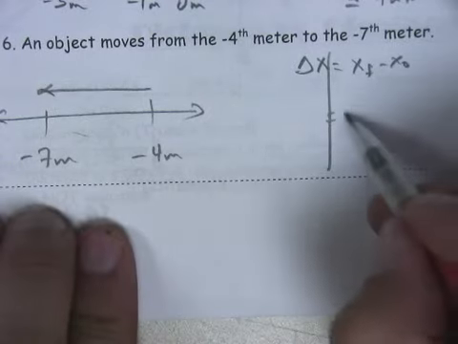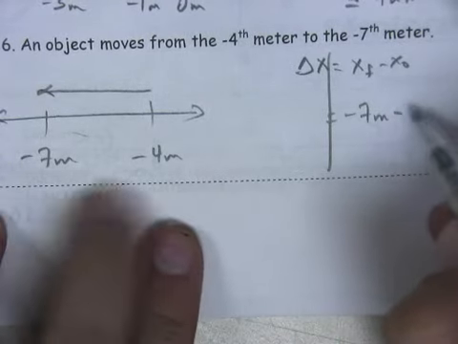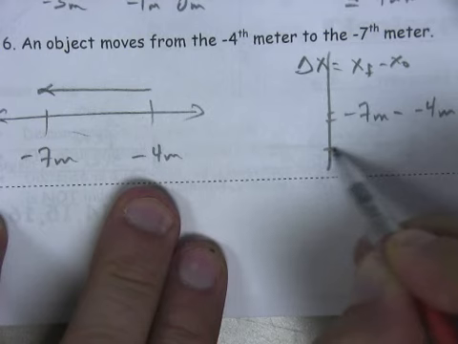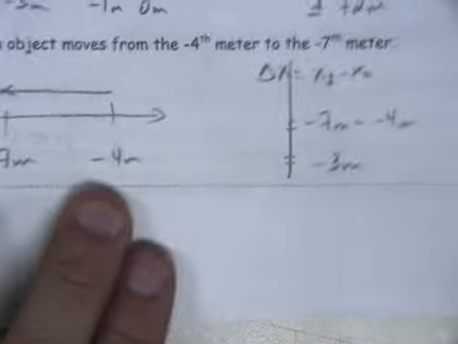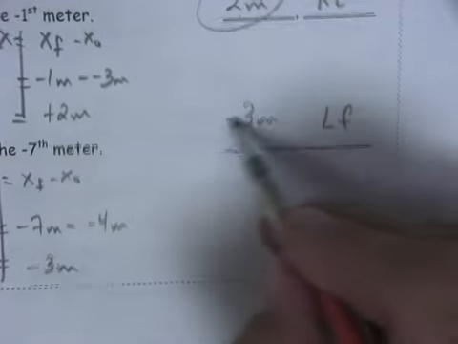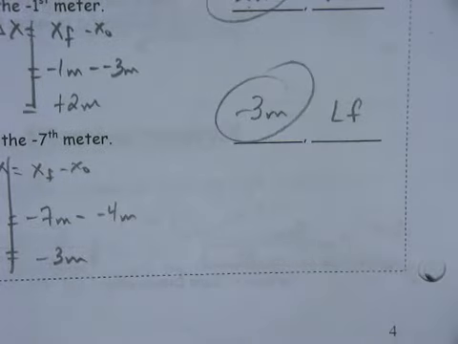Where are we finishing? We're finishing at negative 7 meters minus the negative 4th meter. So it's negative 7 plus 4, which is going to be negative 3. And because it's left, that should be negative, and it makes perfect sense.